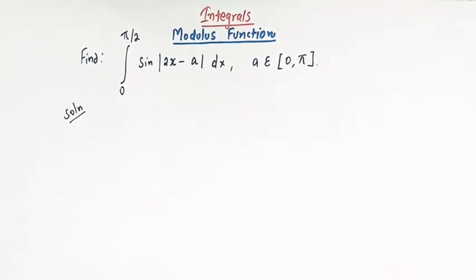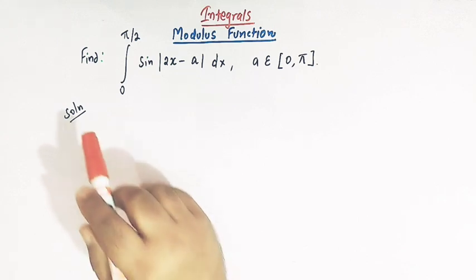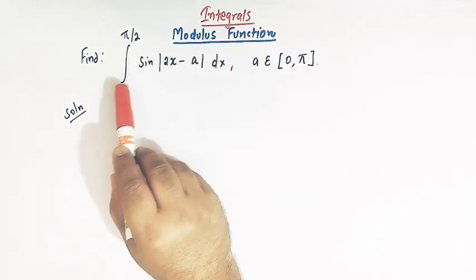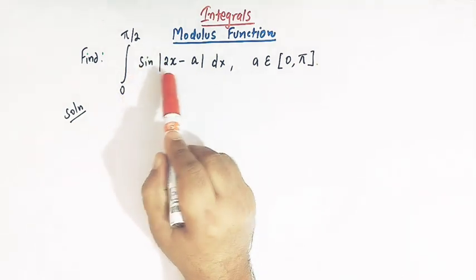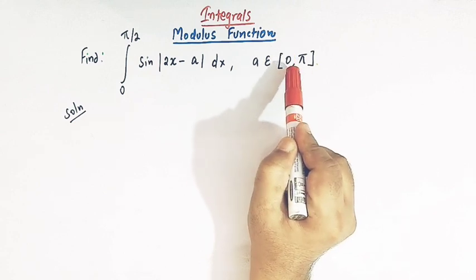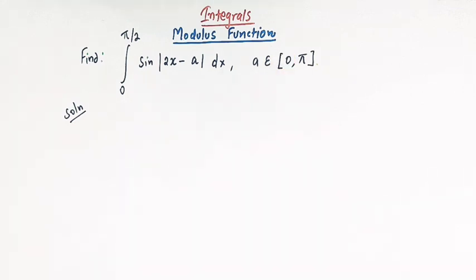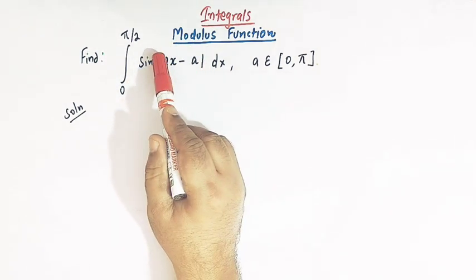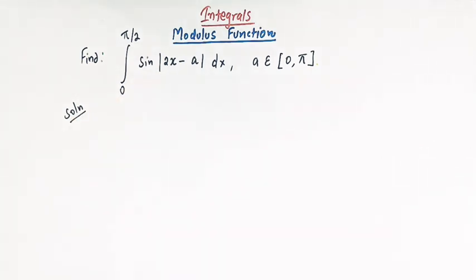Hello viewers, in today's class we are going to discuss yet another important and very conceptual problem from definite integrals involving the modulus function, right? So here we have to find the value of this integral from 0 to pi by 2, and the integrand is sine of mod of 2x minus a, where a belongs to this closed interval 0 to pi, right? So here we see that we have this mod function, that is mod of 2x minus a, right?